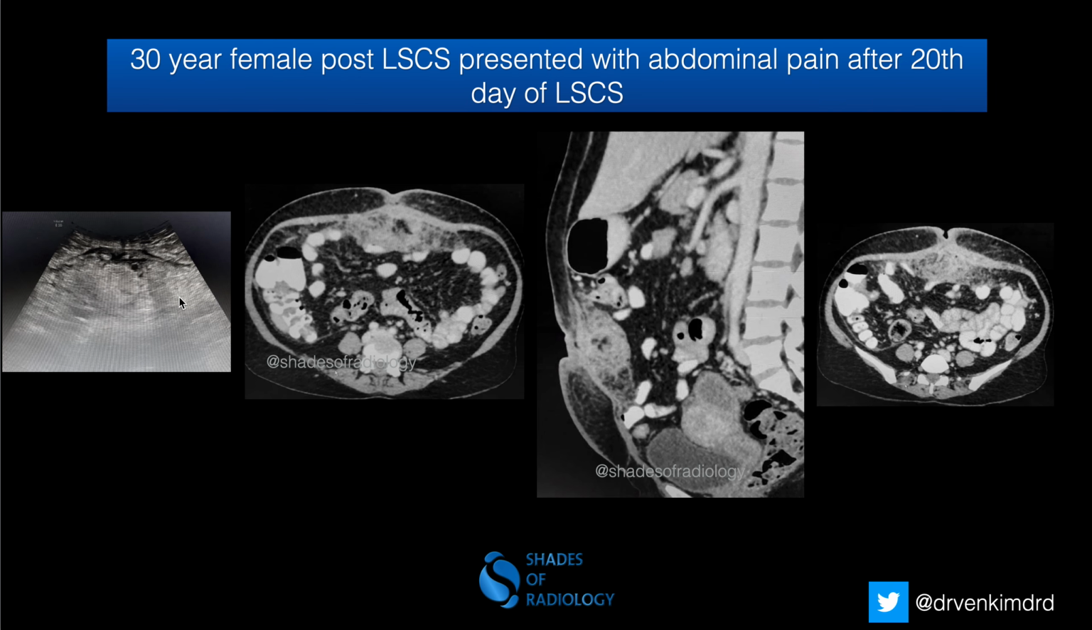Hence CECT was done, and you can see a heterogeneous fat stranding which is confined to the omentum and abutting the anterior abdominal wall at the operated site. In the sagittal image, you can see clearly there is a thickening and some amount of fat stranding at the operated site as well. The borders of the lesion are very well maintained with heterogeneous fat stranding, and you can see a few fat containing areas within the lesion.